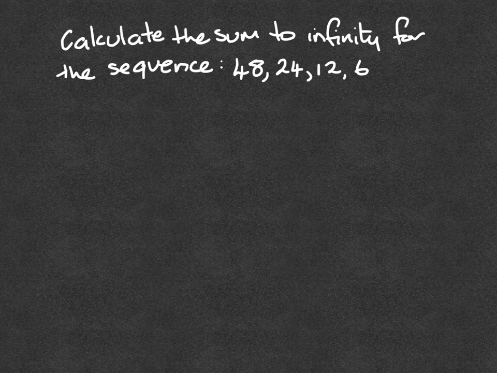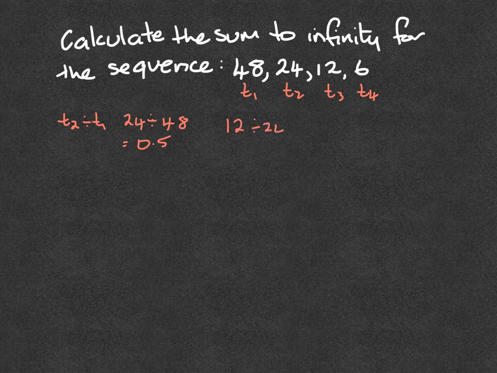So what we do is, first of all, we go through the normal process where we've got our T1, T2, T3, and T4. And we go through the process of dividing one by the other. So if we go T2 divided by T1, in this case that's 24 divided by 48, that gets you 0.5. And if we go T3, which is 12 divided by 24, that, of course, also gives us 0.5, and so on. So that tells us that our R value is equal to 0.5.